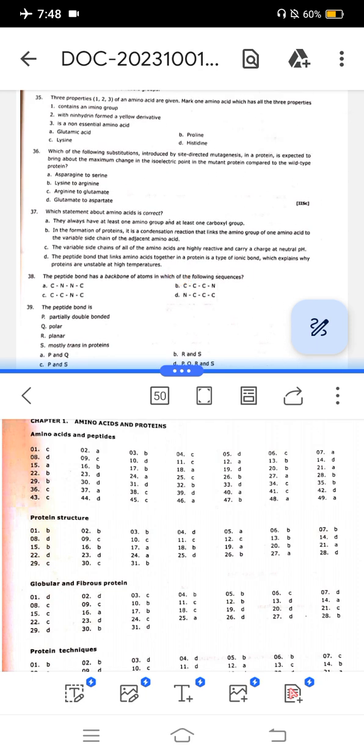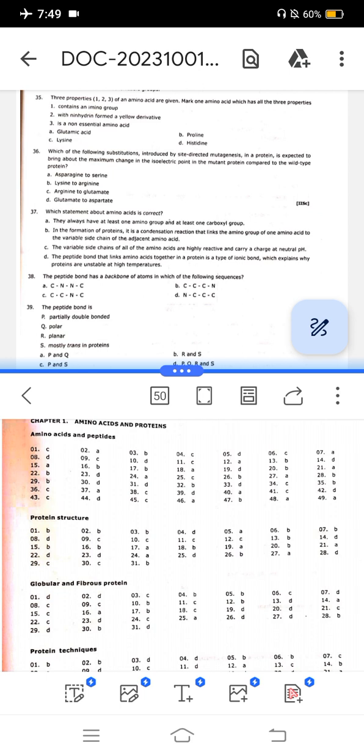Which one of the following substitutions introduced by site-directed mutagenesis in a protein is expected to bring about the maximum change in the isoelectric point in the mutant protein compared to the wild type protein? Answer is C, arginine to glutamate. That will introduce a site-directed mutagenesis in a protein expected to bring about the maximum change in the isoelectric point in the mutant protein compared to the wild type protein.